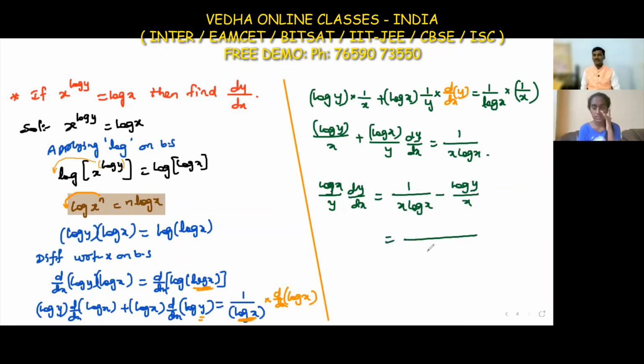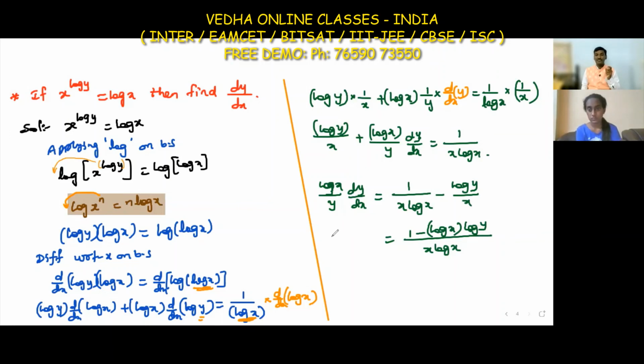What is the LCM? x log x. We have x log x in the first term, so we write the numerator as it is, and in the second term we have only x, so we multiply by log x. So we get log x into log y.